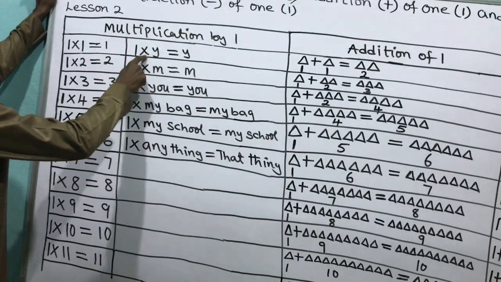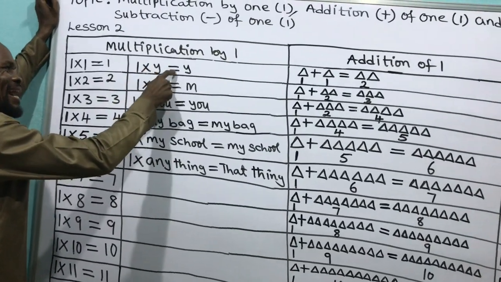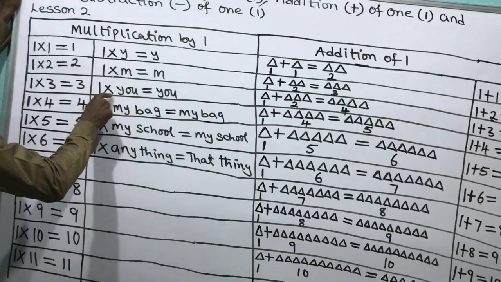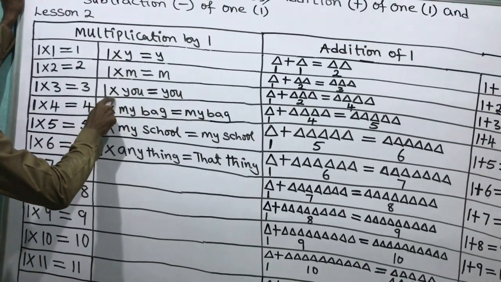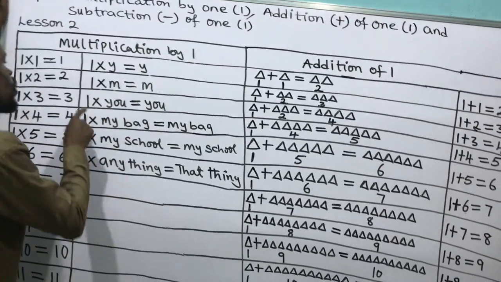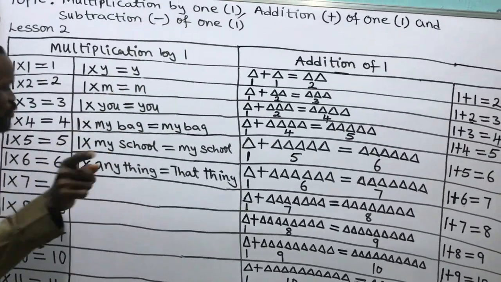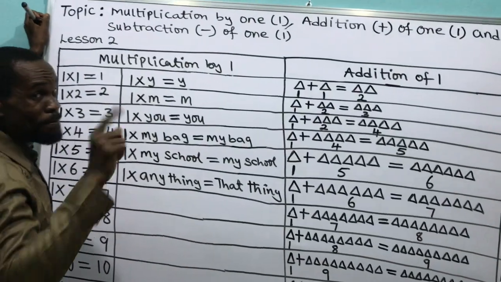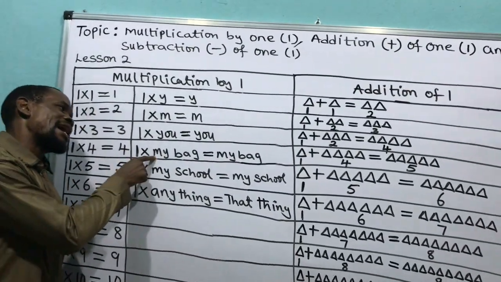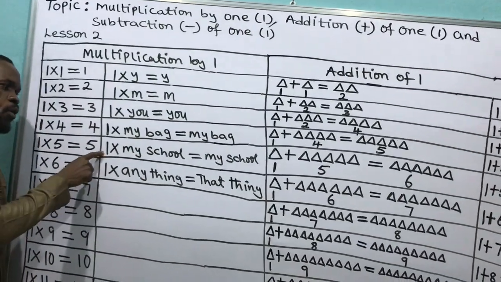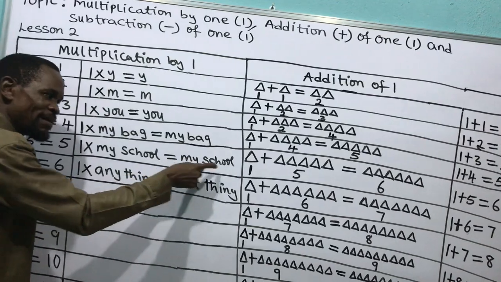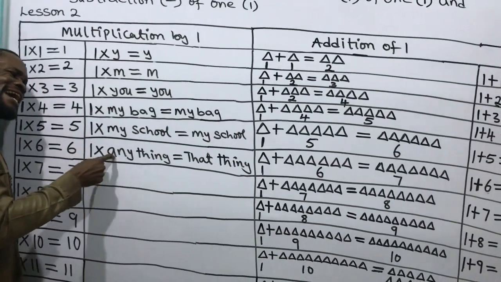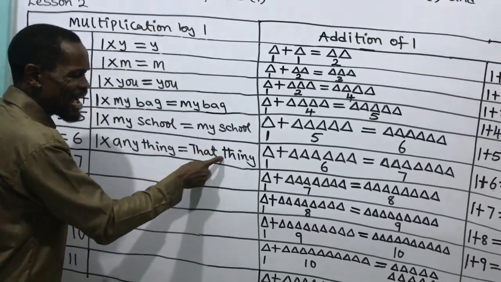Coming over here, we said, one times Y, the answer is Y. One times M, the answer is M. One times U, the answer is U. One times my bag, the answer is my bag. One times my school, the answer is my school. One times anything, the answer is that thing.